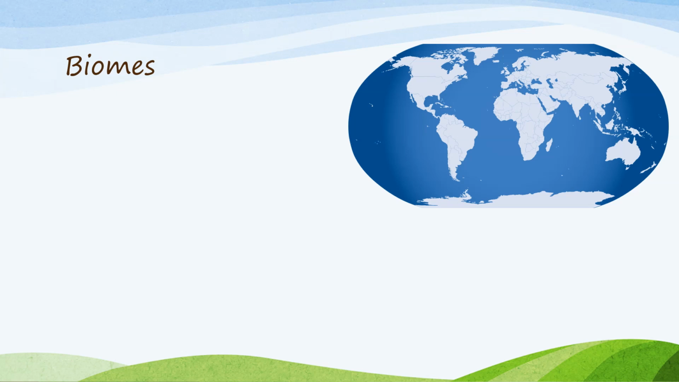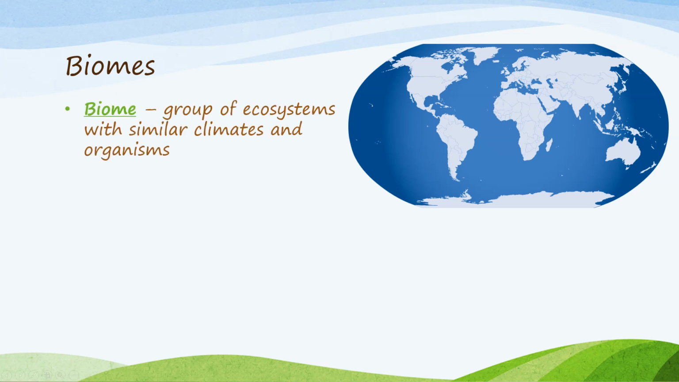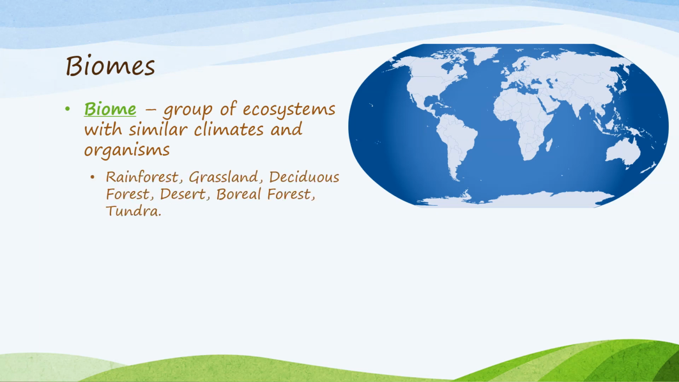Imagine that you are taking part in an around-the-world scientific expedition. On this expedition, you will collect data on the typical climate and organisms of each of Earth's biomes. A biome is a group of ecosystems with similar climates and organisms. There are 6 major biomes: rainforest, grassland, deciduous forest, desert, boreal forest, and tundra. Some of these biomes have multiple names, so you'll learn those too.